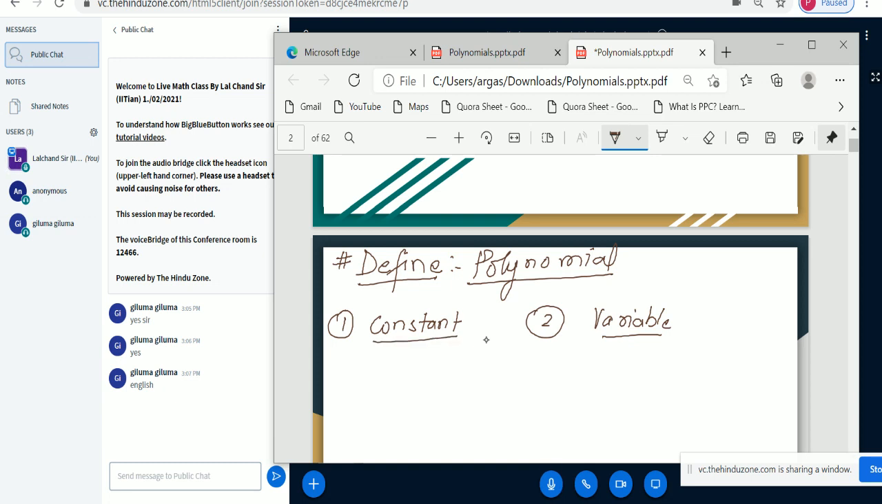So what do you mean by constant? What do you understand by the term constant? How do you define a constant? You can use the mic to speak your answer. You don't have to write every time. You can communicate through the mic also.